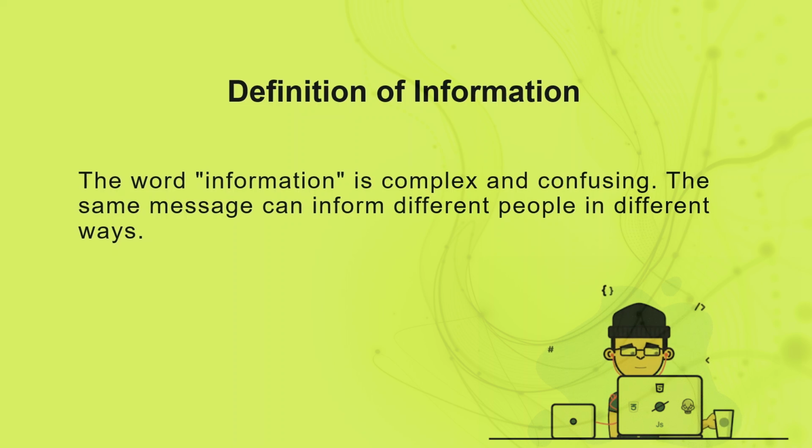The verb form of inform, meaning the action of informing or the communication of knowledge or news of some fact or occurrence, indicates both an active process and the content being shared. The word information is complex and confusing. The same message can inform different people in different ways.